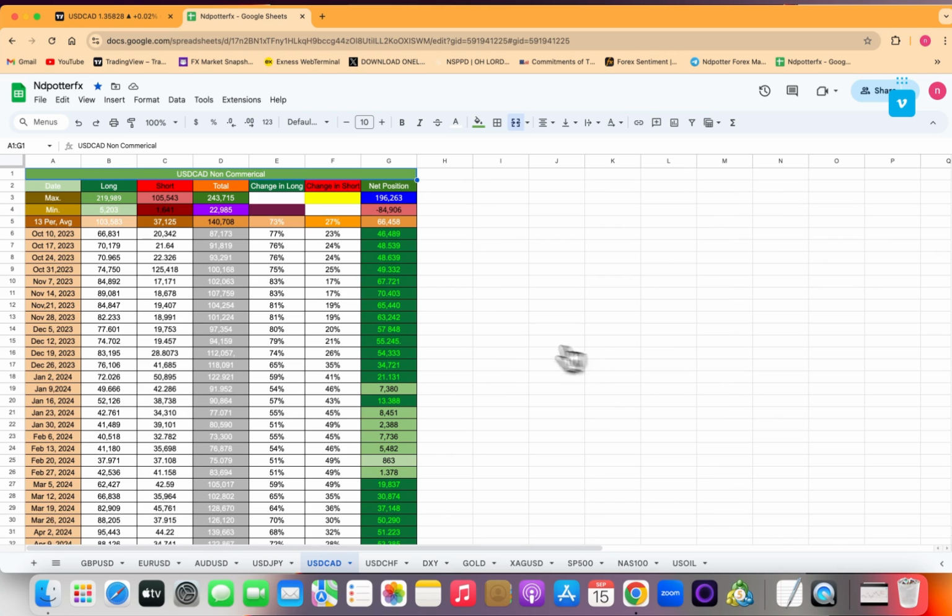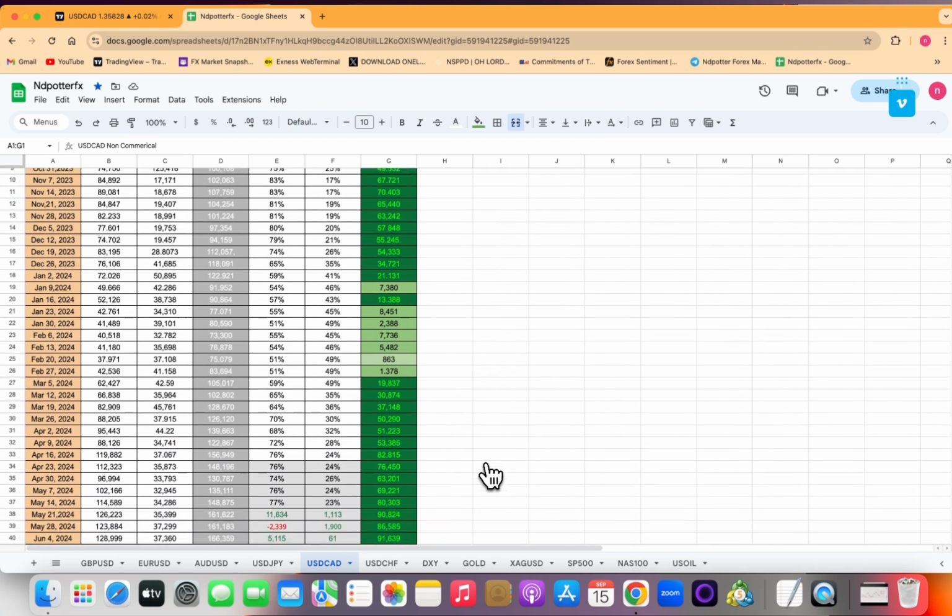Okay, if you want to copy the data, look at the data here. Their maxed out number on long is 219,000, and their maxed out number on short is 105,000 here. So if you want to copy the data, this is it. That will slowly scroll down.